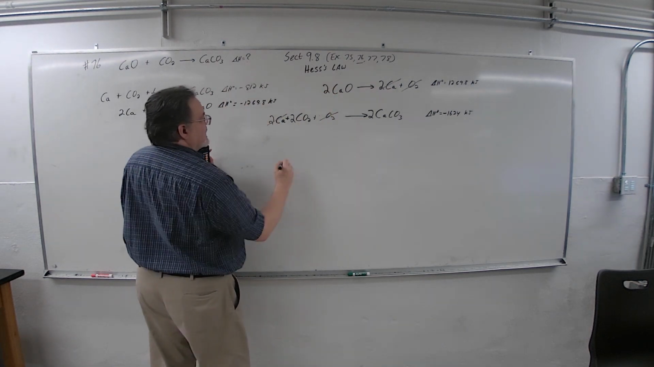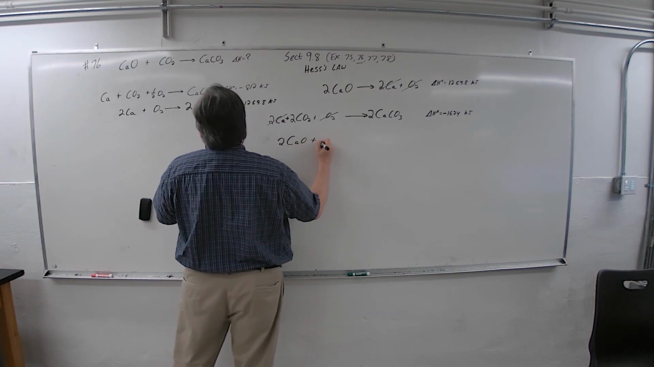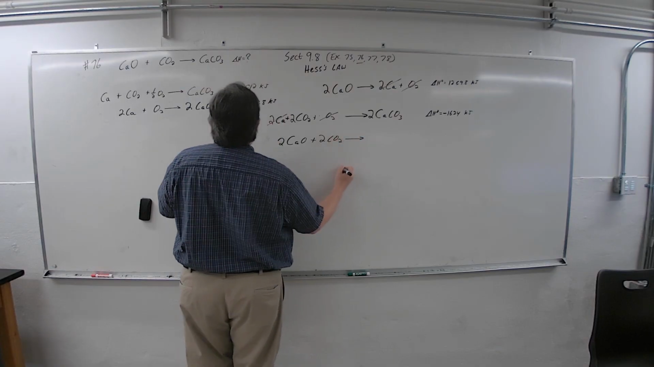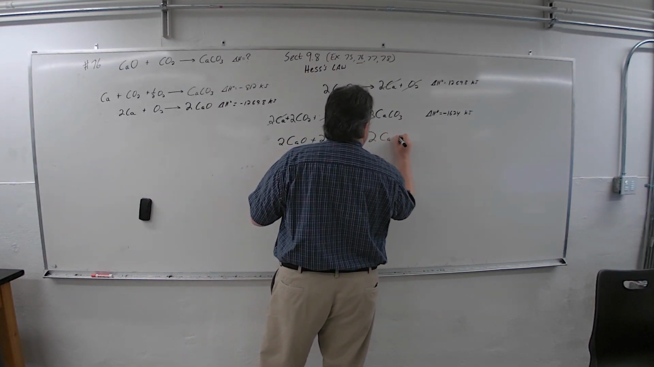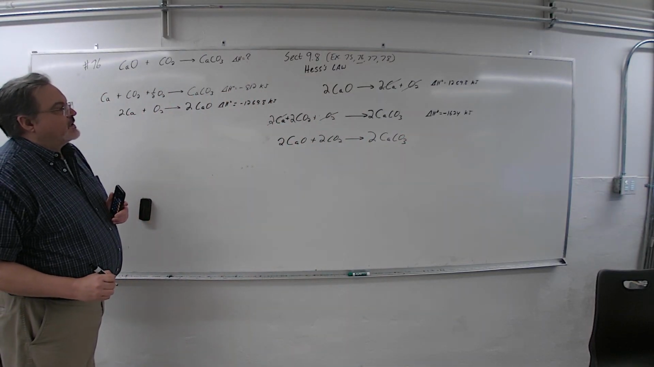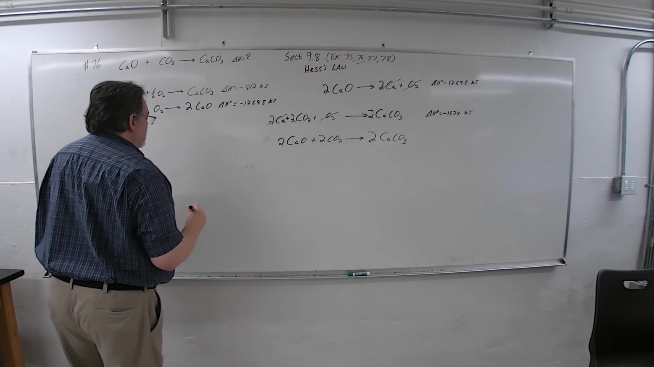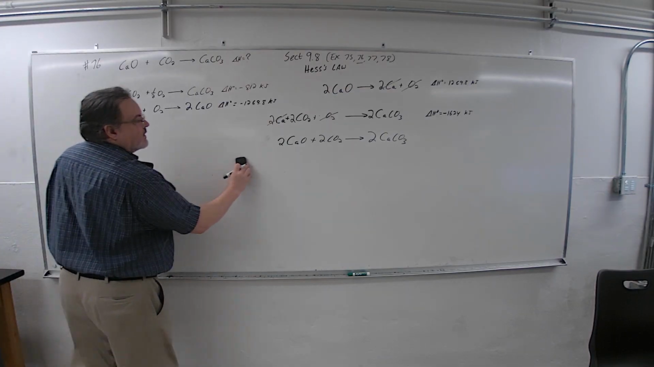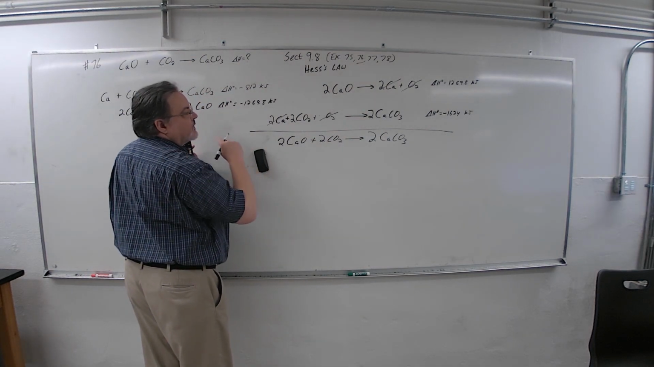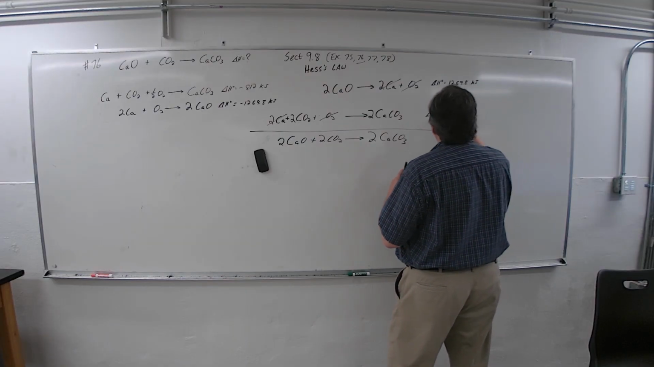And now when I bring everything down, I have 2 CaO plus 2 CO2 makes 2 CaCO3. Maybe the better thing to do would have been to multiply this by 1/2. So that's what I brought down. But let me do a better strategy here.